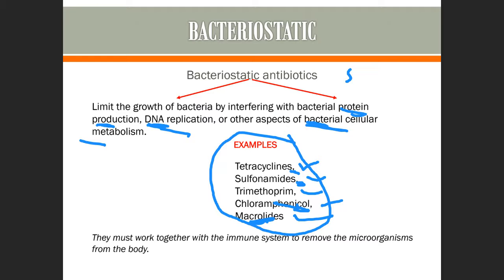So how do these bacteriostatics work? They stop the replication and multiplication, by inhibiting DNA replication and protein synthesis, or interfering. What do you mean by interfering? It is inhibiting the protein synthesis in the bacterial cell, and that leads to the inhibition of multiplication. It stops the multiplication of bacteria.